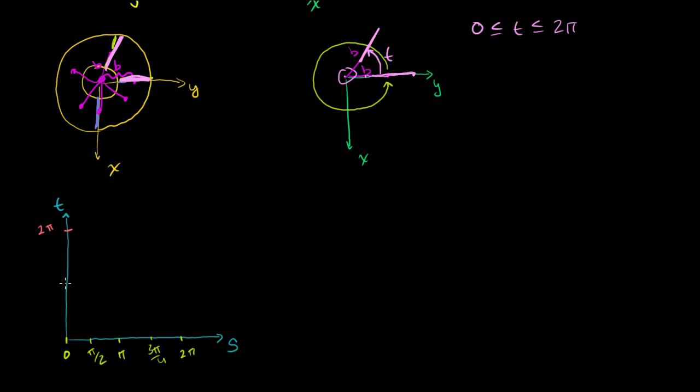So that's 2 pi. This is pi. This is pi over 2. And then this is 3 pi over 4. So let's think about what it looks like if you just hold s constant at 0, and we just vary t between 0 and 2 pi. And let me do that in magenta right here.